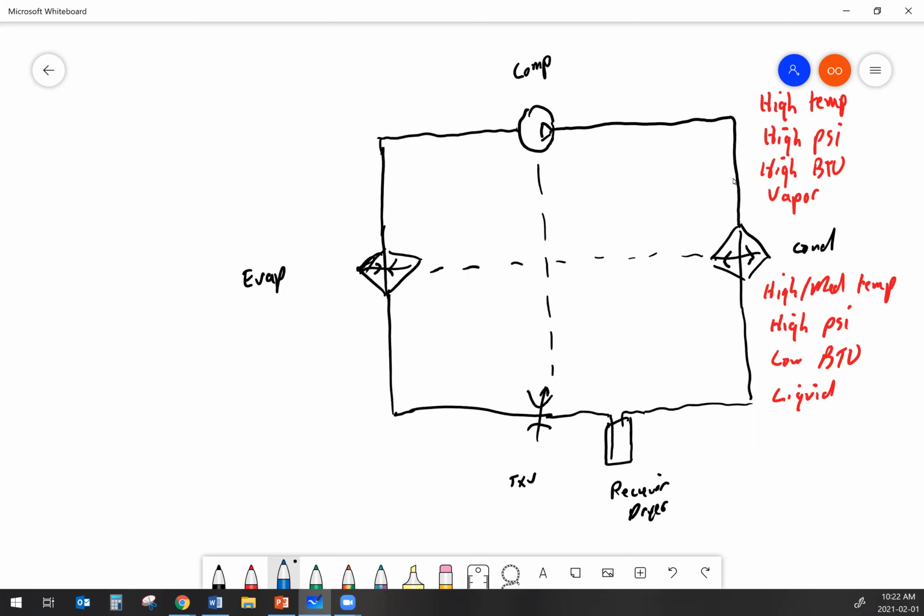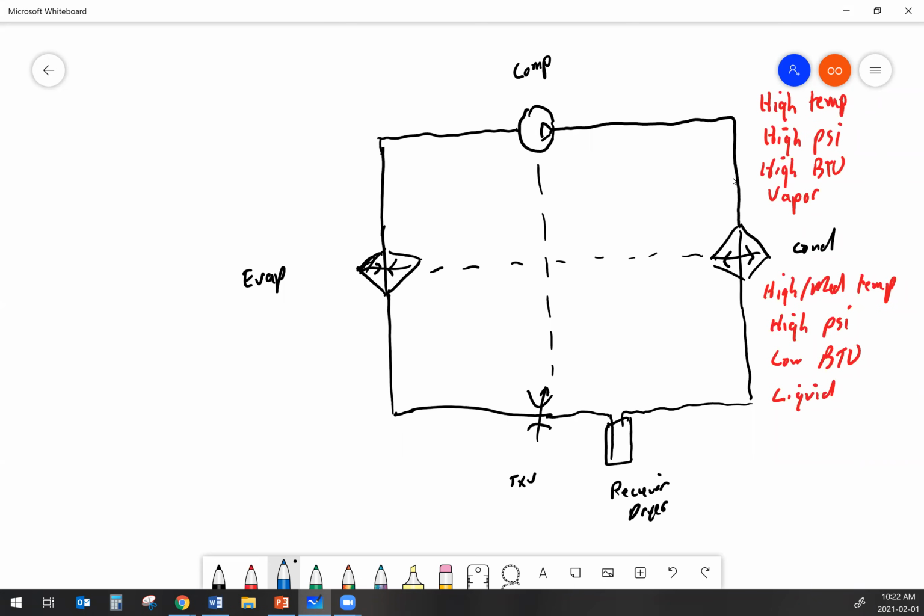When it comes to any substance, whether it's refrigerant or water or anything else, when you change the pressure, you also change the boiling point. A good example of that is how the boiling point of water changes depending on the elevation that you're at.